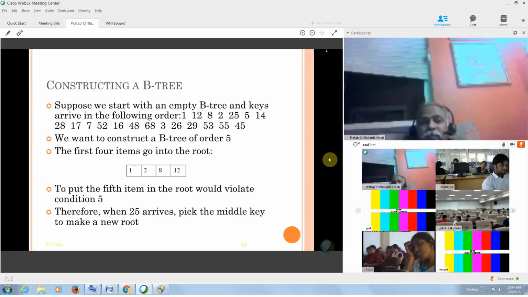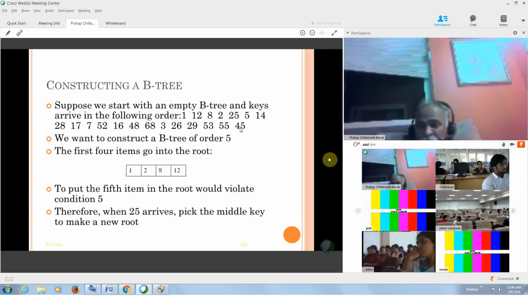So we want to construct it based on the values that are coming here, 1, 25, and so on. Now when you construct a tree, remember we need to know what is the order of the B tree, right? Here the order is 5. Okay. So now here is the very first node. There should be in the root node m-1 keys. Remember, it's always 1 less than the order.